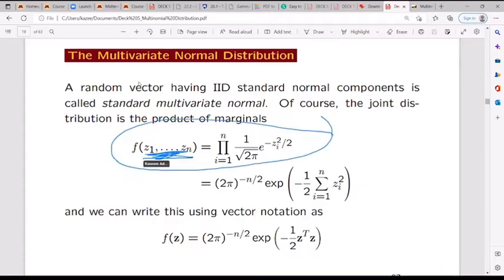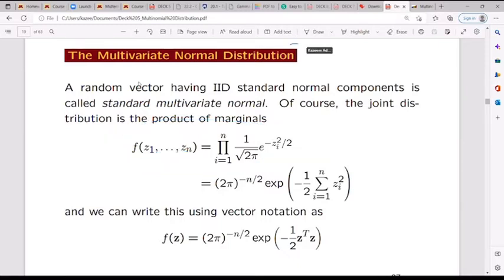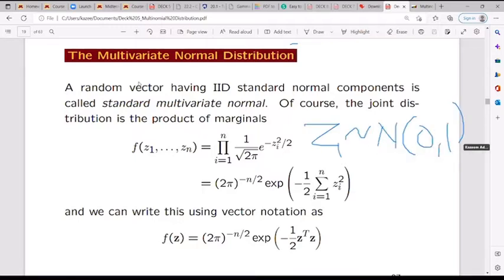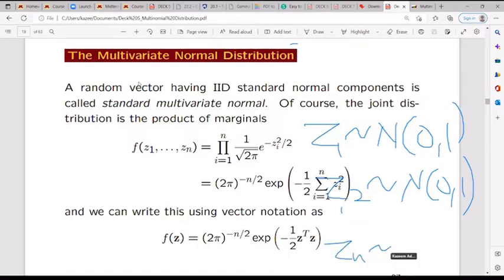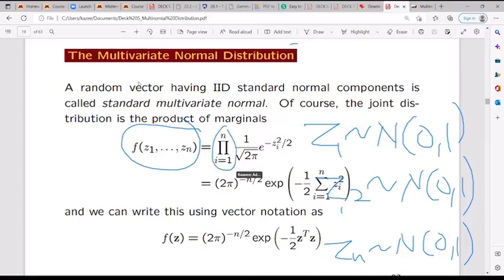If Z1 follows a standard normal with 0, 1, and Z2 also follows a standard normal with 0, 1, and if Z1, Z2, up to Zn are independent, then we can write the joint. The f of Z1 up to Zn is basically going to be the product of the respective ones. What am I trying to say?